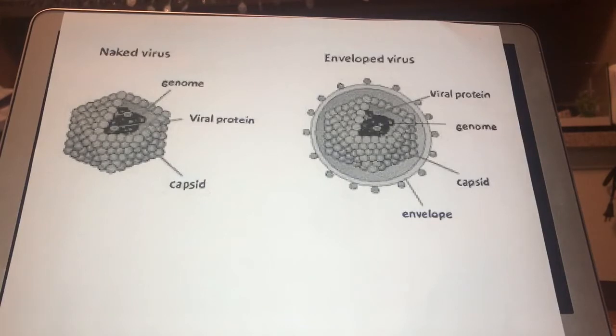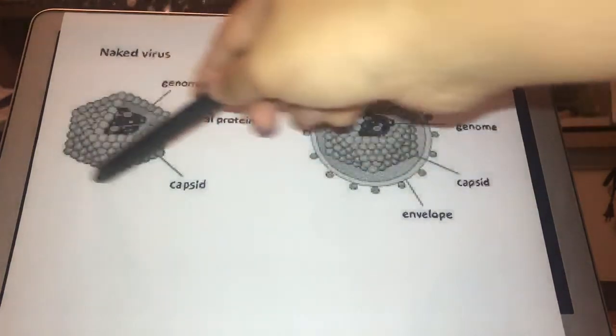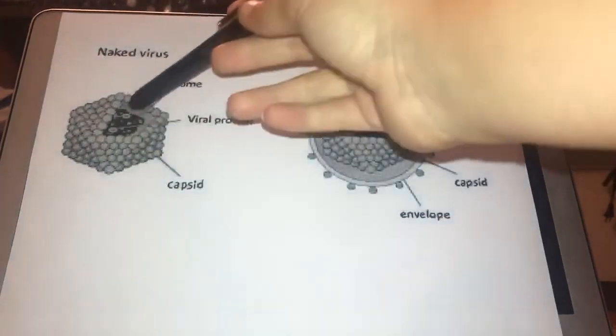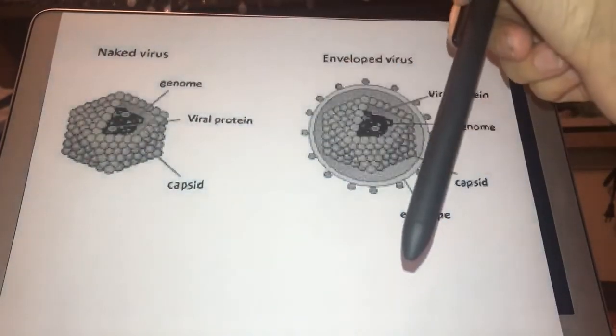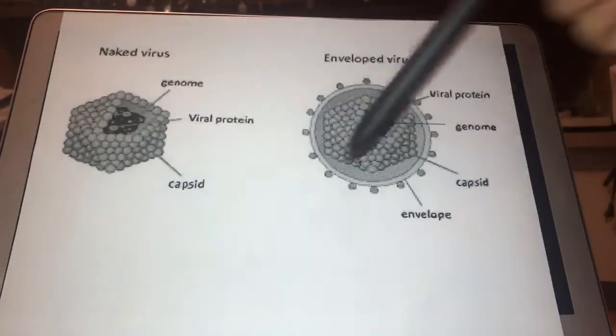The virion is just a single virus particle. It consists of a viral genome, which can be either DNA or RNA. It is inside of a structure called a protein capsid. So this whole light gray area surrounding this darker black area is called the capsid. The part on the inside is called the viral genome.